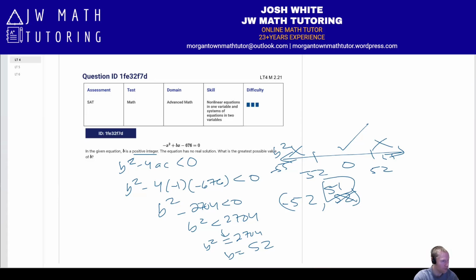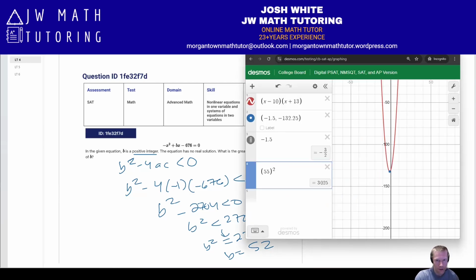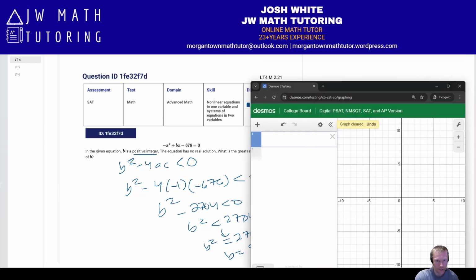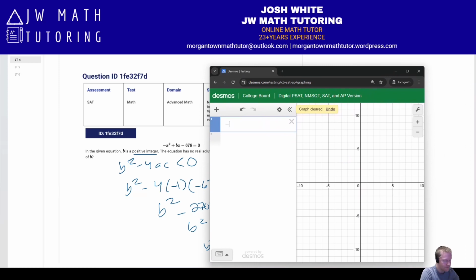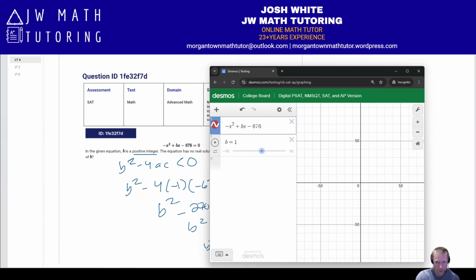Now let's jump to Desmos. Okay, so let's delete all this. Here we have our equation. Let's add a slider for b, okay? Let's zoom out.